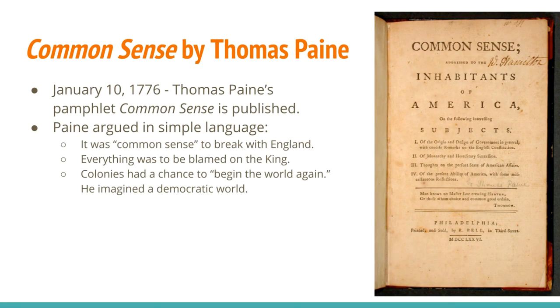On January 10, 1776, a 47-page pamphlet appeared on the streets of Philadelphia. Written by the Englishman Thomas Paine, this pamphlet, Common Sense, would inspire support for American independence. In simple language, Paine argued that the colonies had to break with England. He said it was common sense to do so, and that everything could be blamed, particularly on the king. And in fact, he had a whole argument against monarchy to begin with. He argued that the colonies had a chance to, quote, begin the world again, and he envisioned a new world that would embrace democracy. Okay, remember, rule by the people.